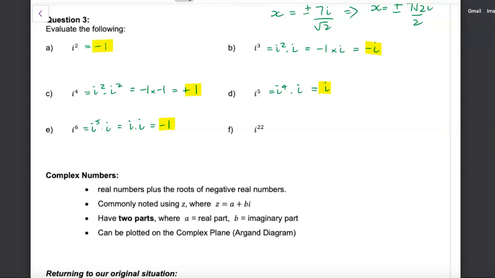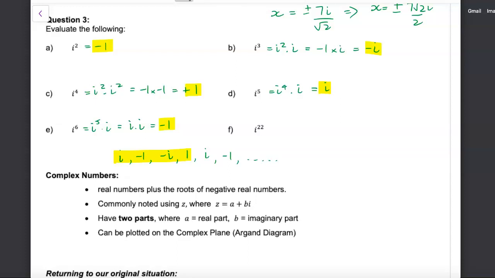Hopefully looking at these, you could see a pattern forming. When i is to the power of 1, it has a value of i, i squared is -1, i cubed is -i, i to the 4 is 1, i to the 5 is i, then we've got -1, and this is going to continue. We can see that it repeats every fourth power.